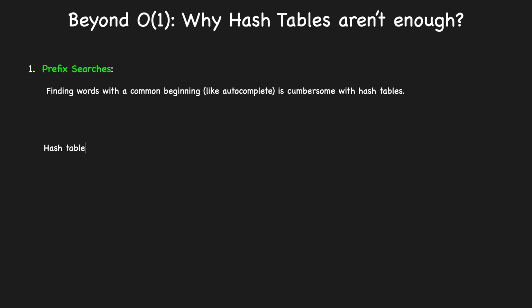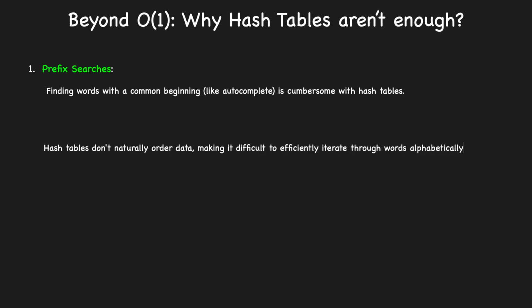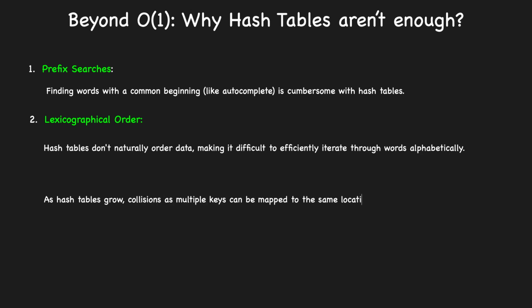Hash tables don't naturally order data, making it difficult to efficiently iterate through words alphabetically. As hash tables grow, collisions, as multiple keys can be mapped to the same location, become more likely. In the worst case, this can slow down searches to O of N. Tries excel at prefix searches and lexicographical ordering, eliminating concerns about hash collisions.